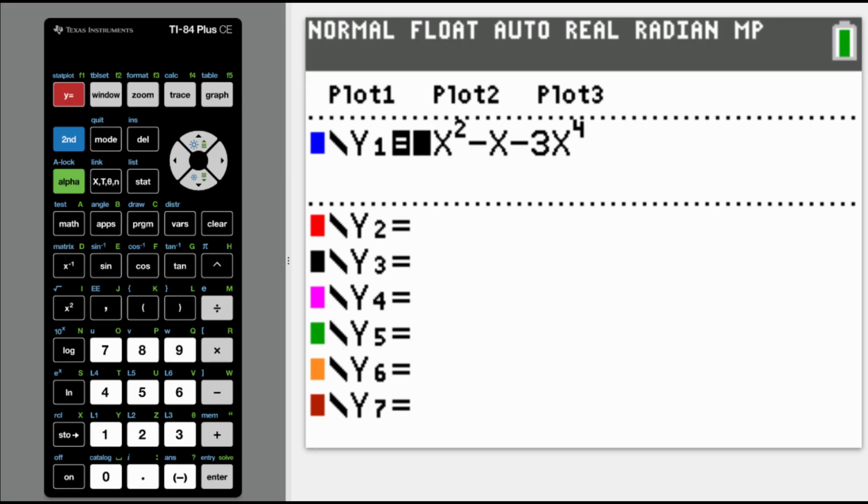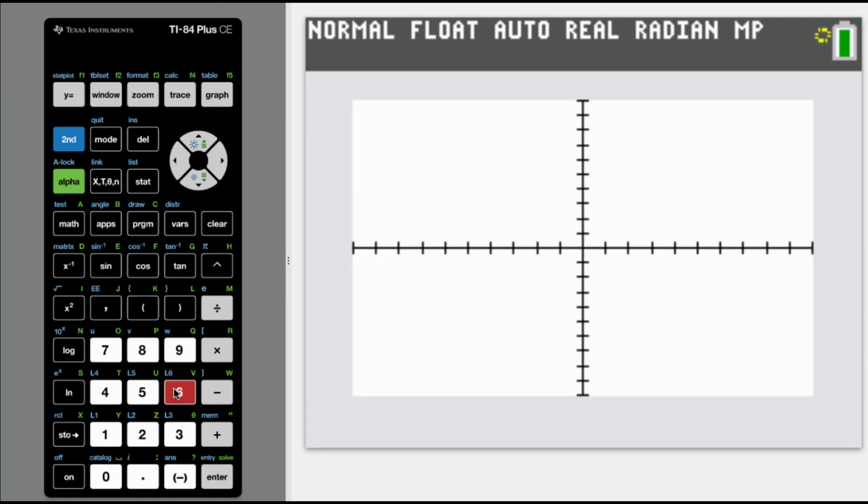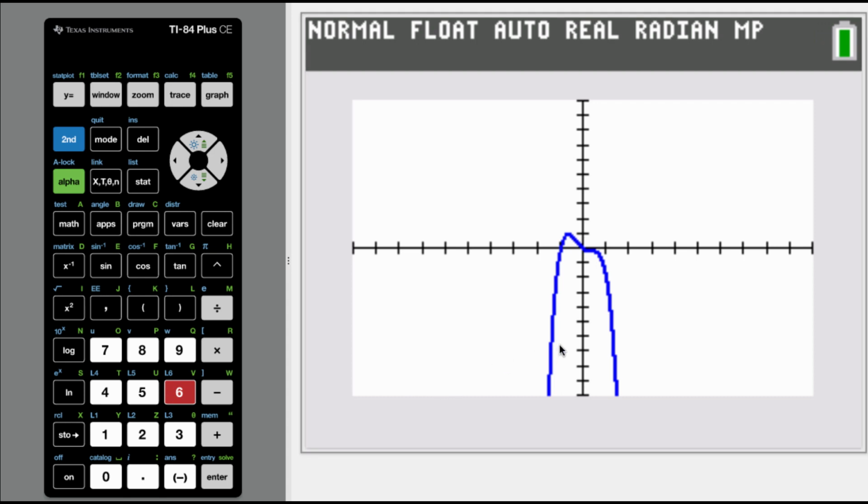So I've got my function typed into my calculator. I just want a standard viewing window, so I'm going to hit zoom 6 to get my 10 by 10 window, and I can see as I look at the graph it's going down on the left hand side and down on the right hand side.